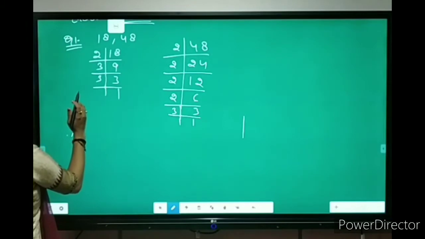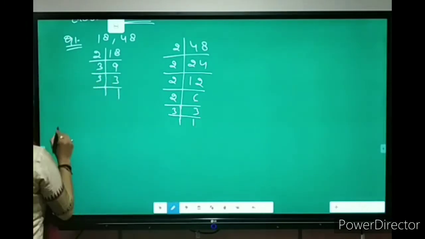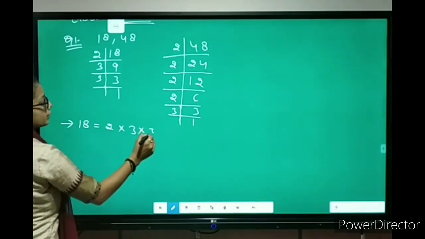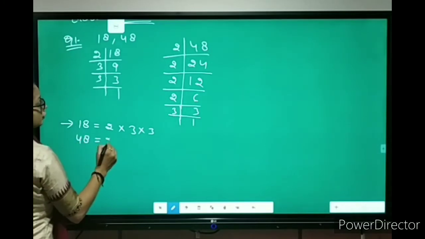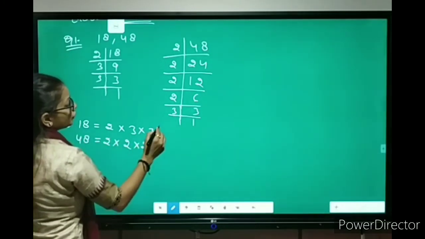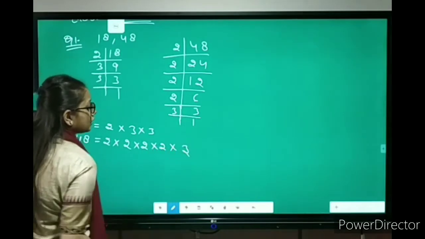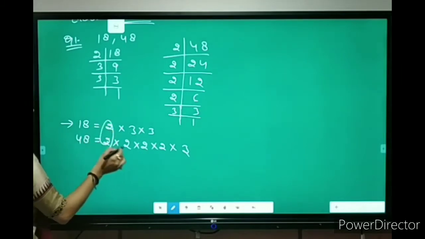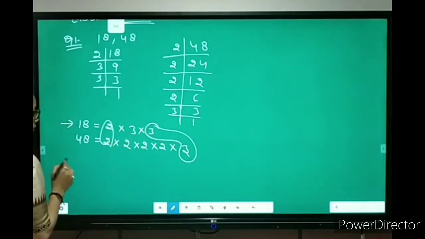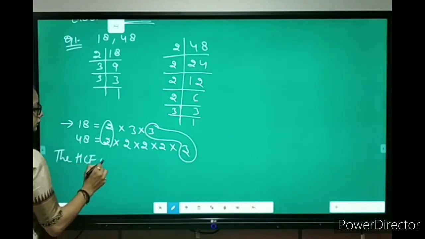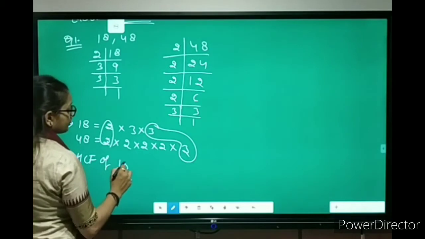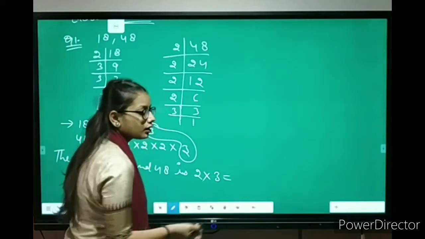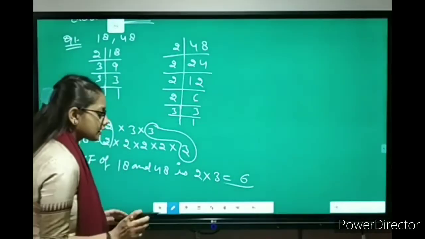Common factors of 18: first of all, 2 multiplied by 3 multiplied by 3. Factors of 48 equal 2 multiplied by 2 multiplied by 2 multiplied by 2 multiplied by 3. Common factors of 18 and 48 are 2 and 3. So the HCF of 18 and 48 is 2 multiplied by 3. 2 threes are 6. HCF is 6.